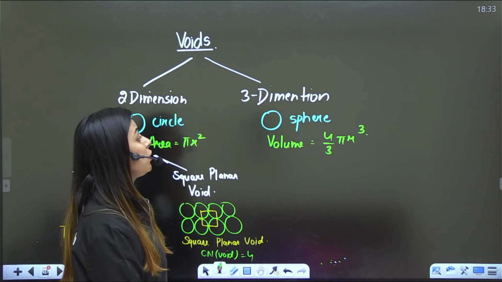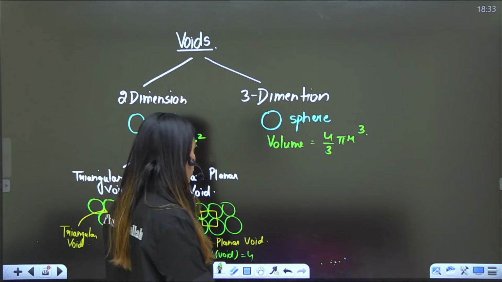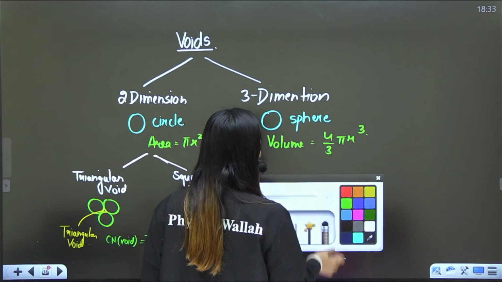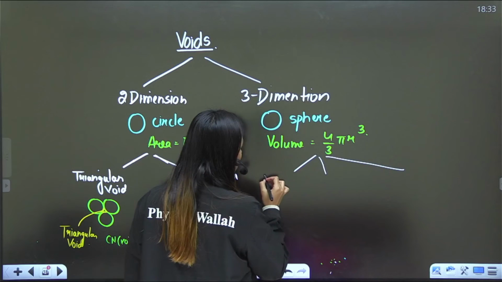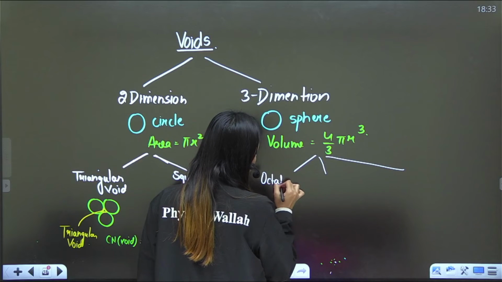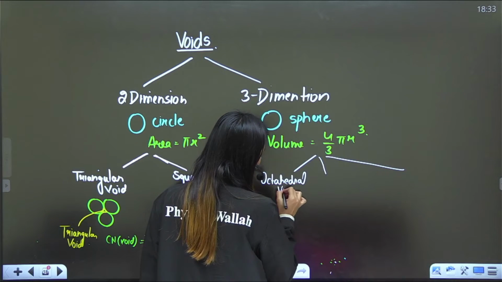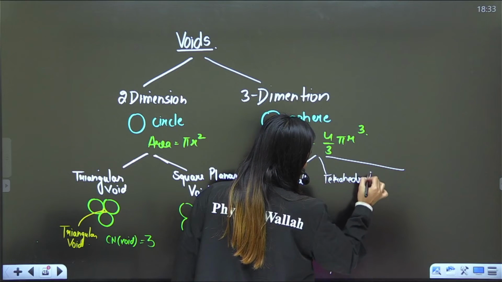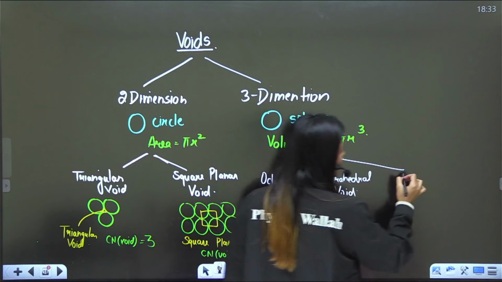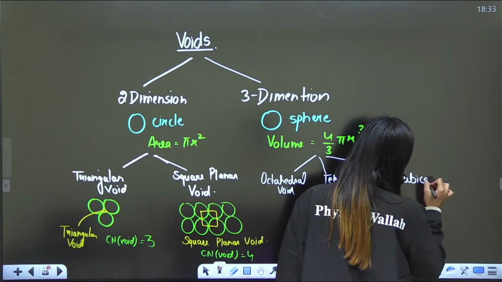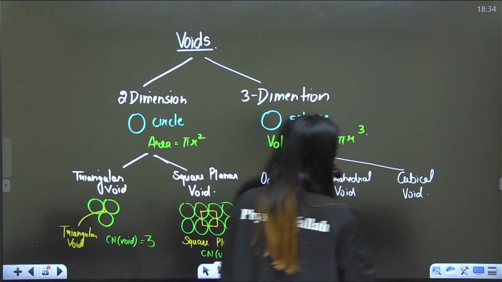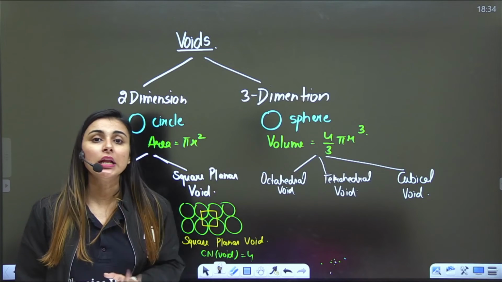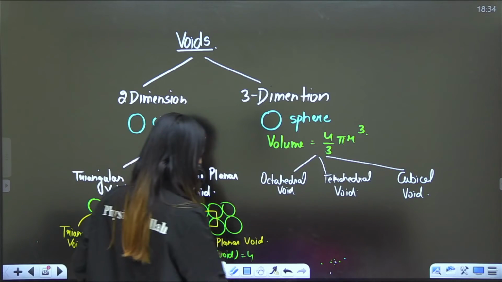Perfect, my dear students. Now let's talk about the 3 dimensions. Okay, so when we talk about the 3 dimension, we majorly classify the voids in 3 different types. The first is your octahedral void. The second is your tetrahedral void. And the third is your cubical void. These are the 3 different types of voids that are generally found in the 3-dimensional layering. Yes, these are the voids which we will be studying.